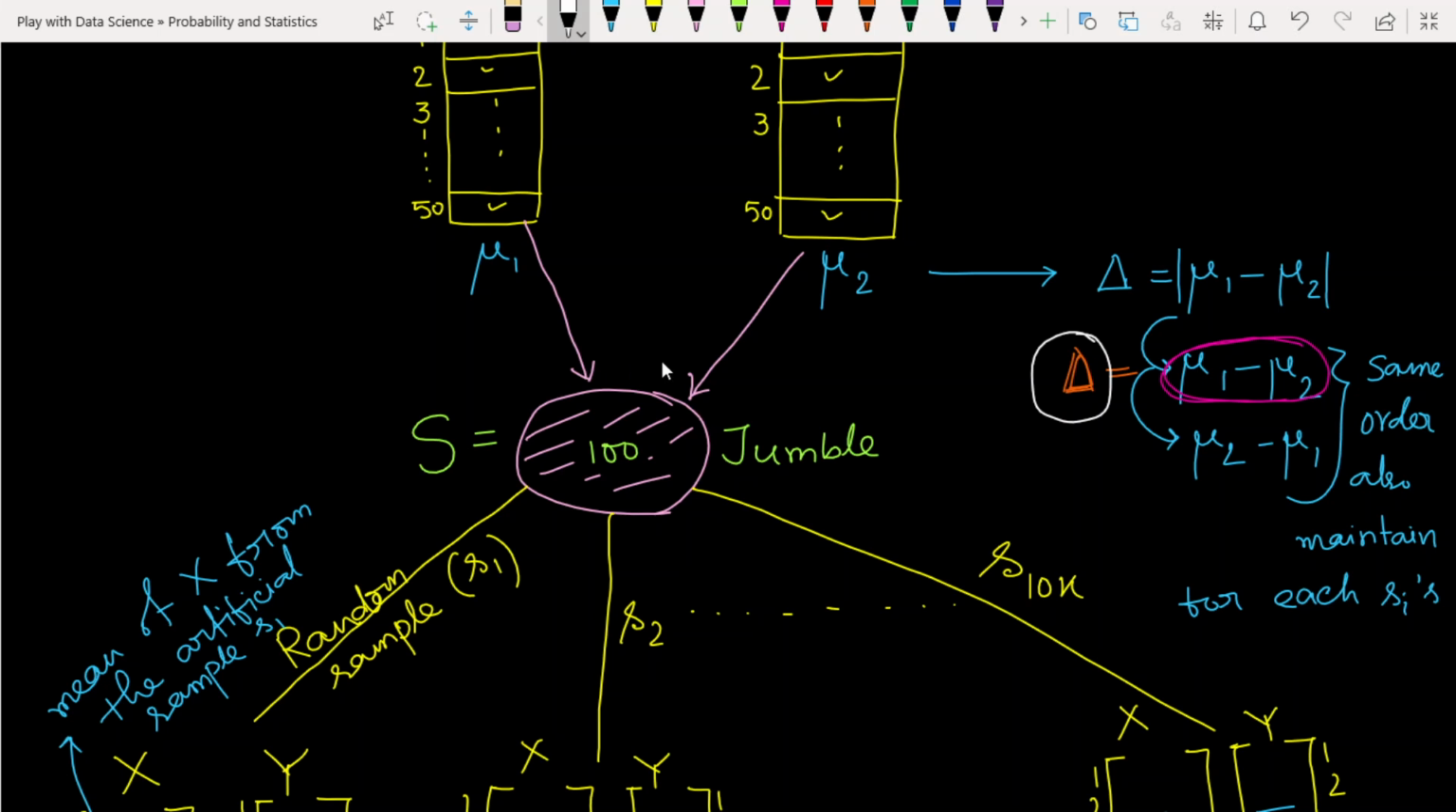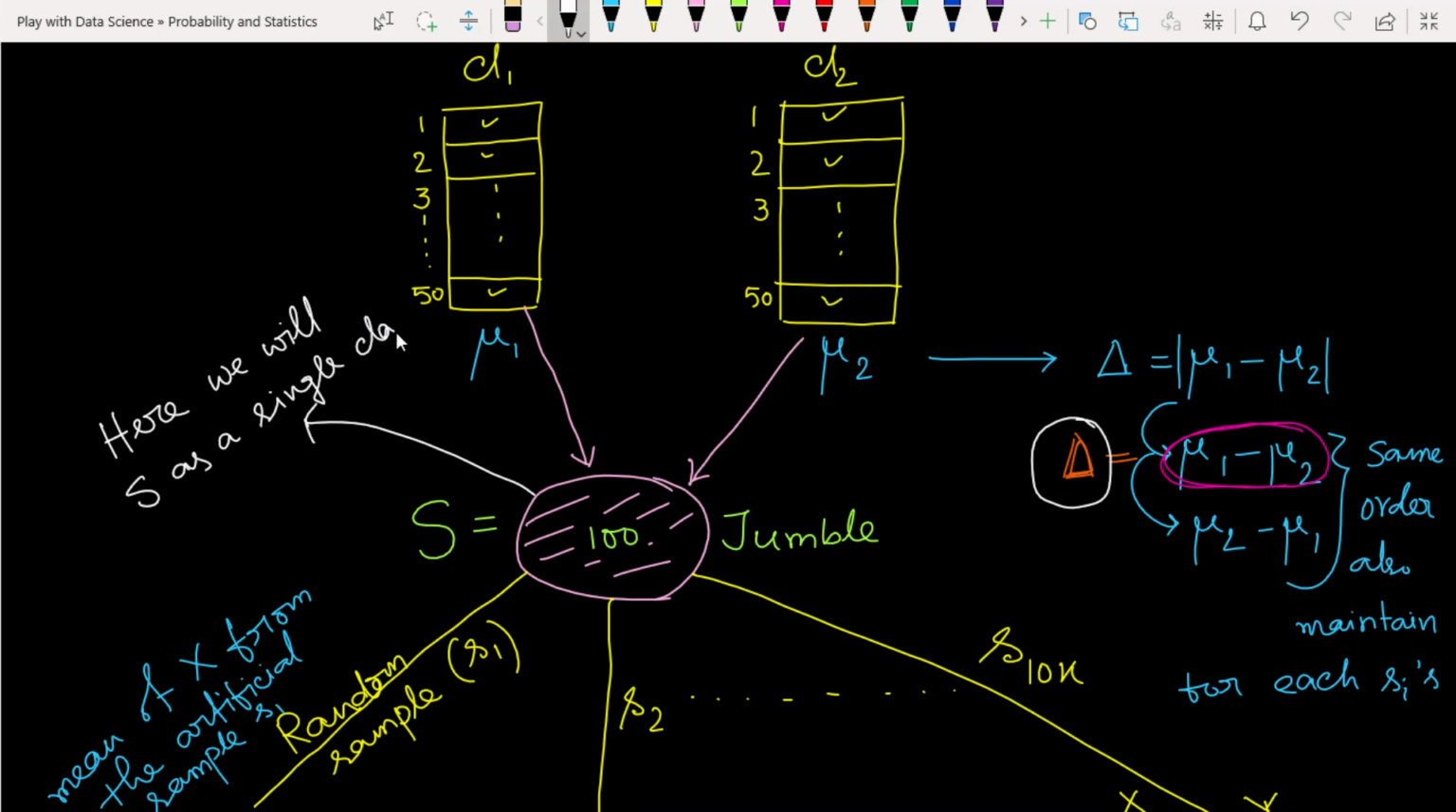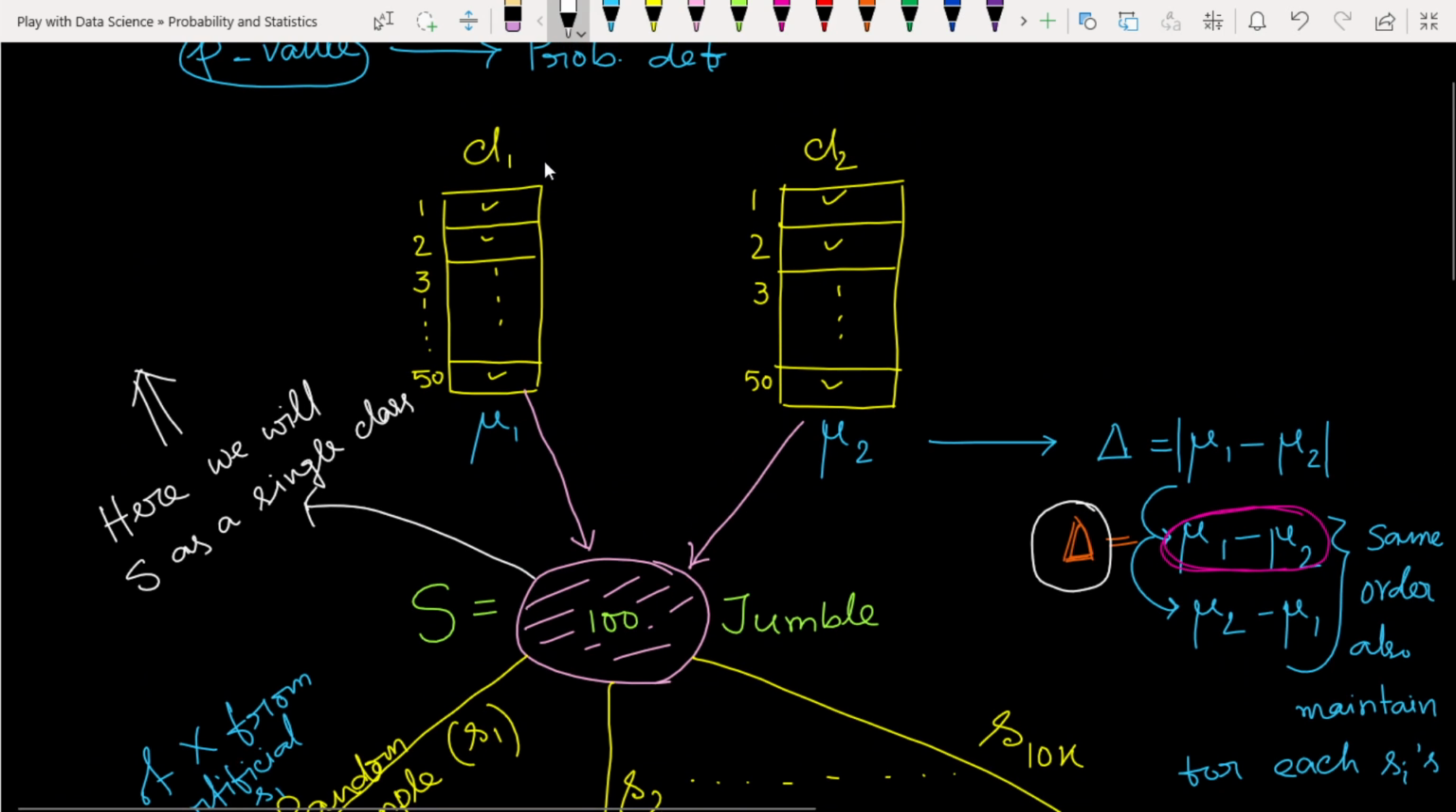If we jumble up, what does this mean? This means we will consider this set S as a single class, not two different classes. This means we assume that in class 1 and class 2 there are no differences.